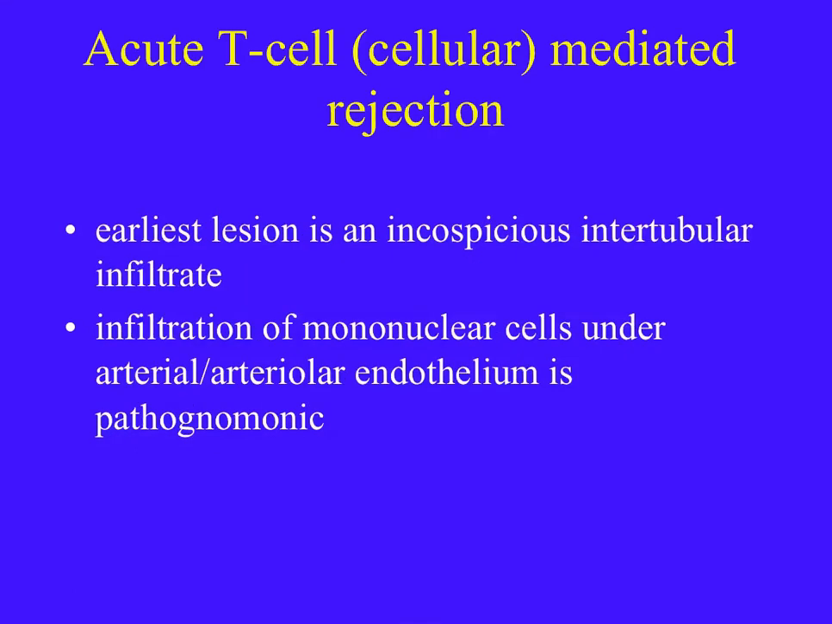You need to remember that histologically, a very early acute cellular rejection may only show an inconspicuous intratubular infiltrate. However, infiltration of mononuclear cells under the arterial or arteriolar endothelium is a really strong indicator that we're probably dealing with an acute cellular rejection of type 3, according to Banff.